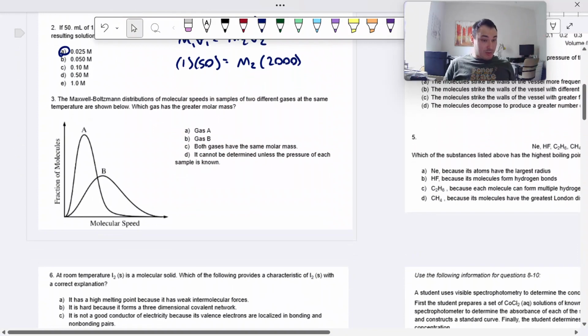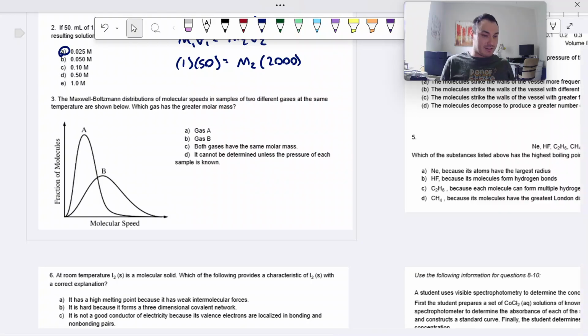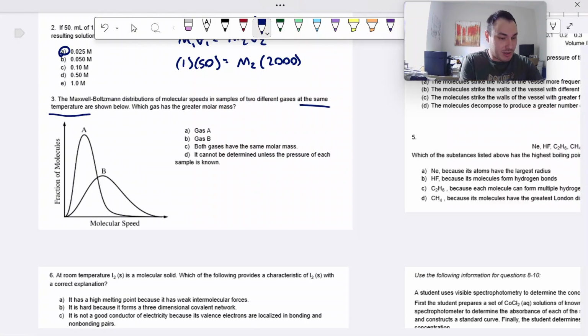We have a Maxwell-Boltzmann distribution curve of molecular speeds in a sample of two different gases at the same temperature as shown below. So right away, at the same temperature sticks out to me. Both of these gases have the same average kinetic energy. So kinetic energy is the same. You need to make sure that when it's saying that it's at the same temperature, you recognize that it's the same kinetic energy. Which could mean the same speed if we're looking at just the same sample of gas. But we're comparing two different samples of gas.